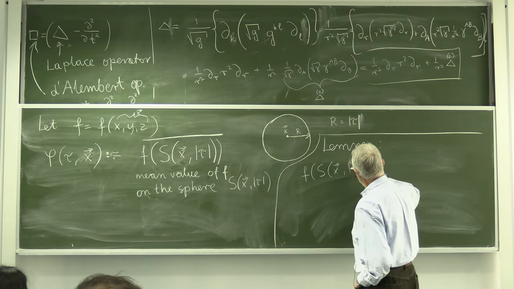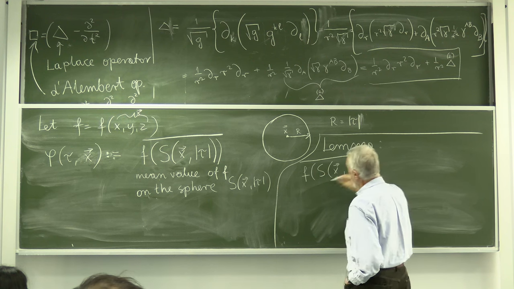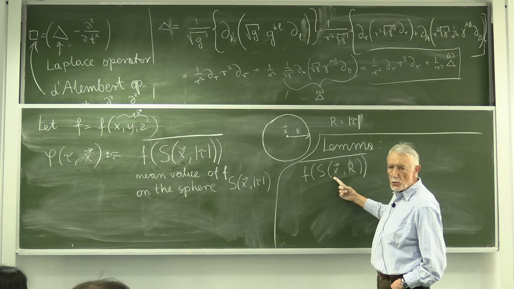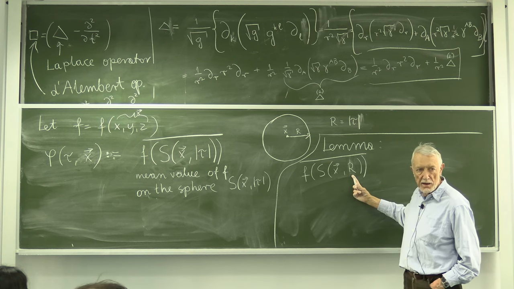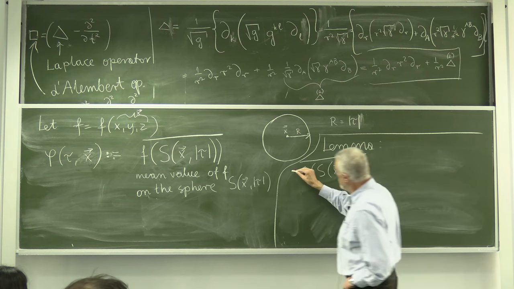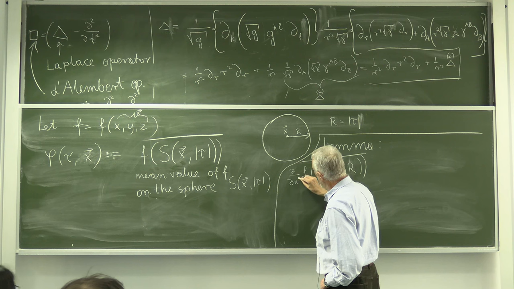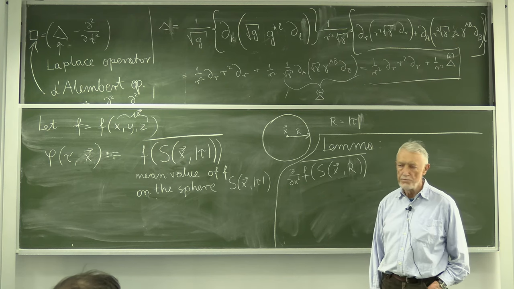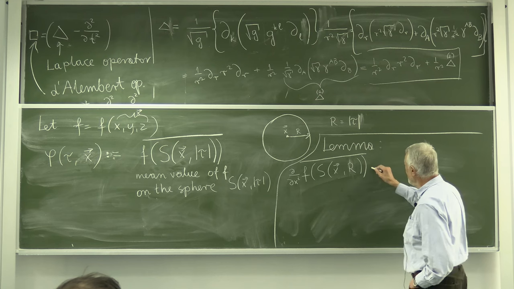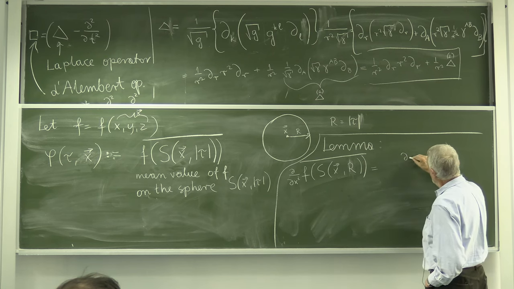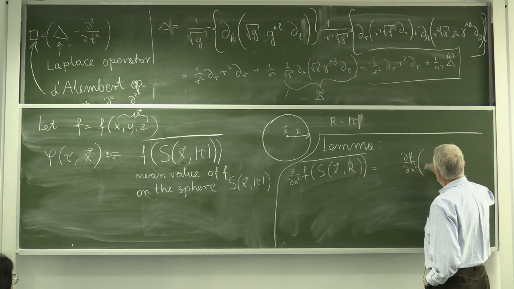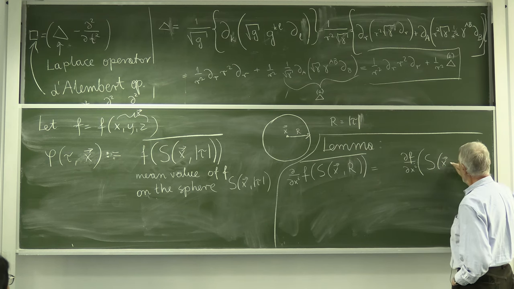maybe I will put here any R, and so this is a function which depends upon four parameters, upon where is the center and how big is the sphere, yeah? And suppose I want to differentiate it over space derivative number i. It is equal to, first we differentiate f over this coordinate, and then we take a mean value over this sphere.